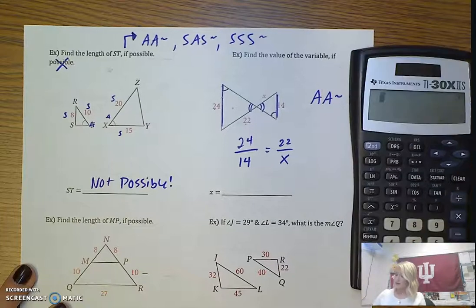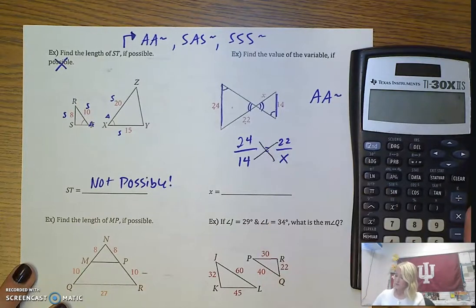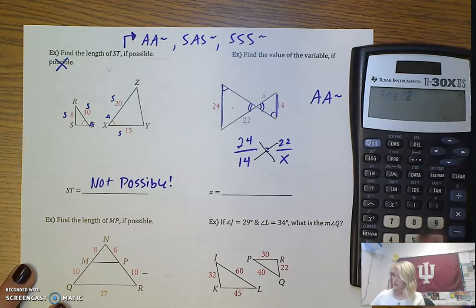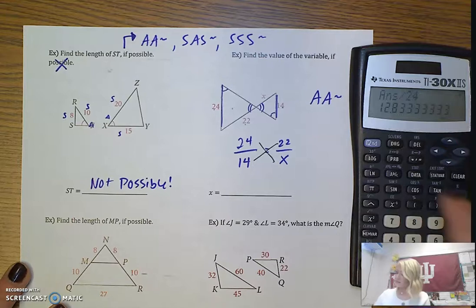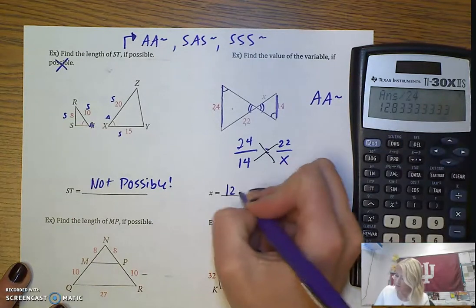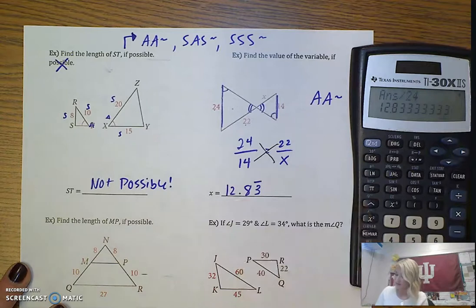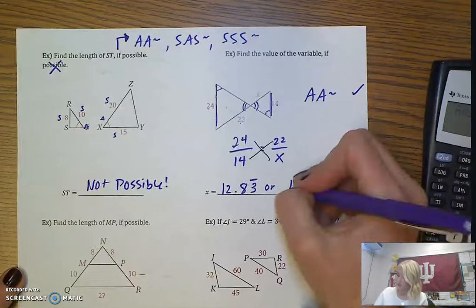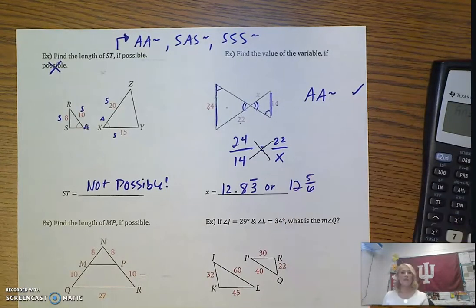All right, cross multiply and divide here. So 14 times 22 divided by 24. 12 point, that's not nice. That's okay. I'd count that. Or I can change it from fraction to decimal. That's 12 and 5/6, if you care that much. Either answer is right.